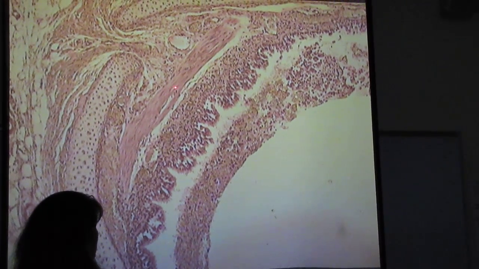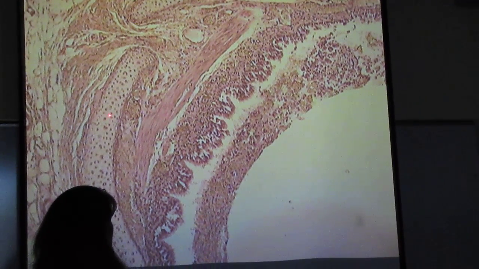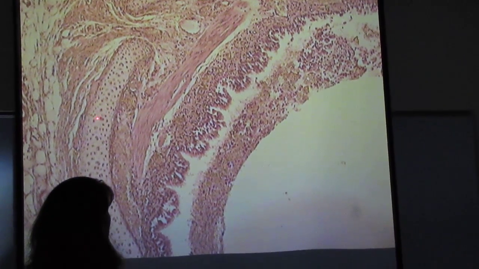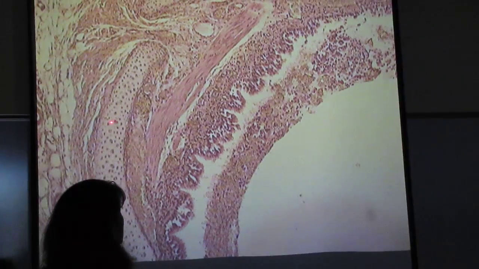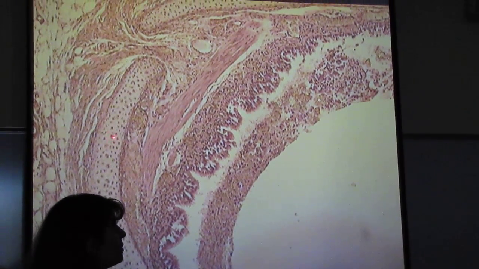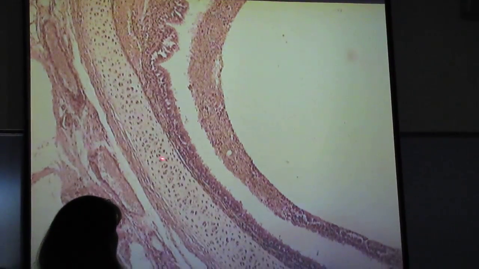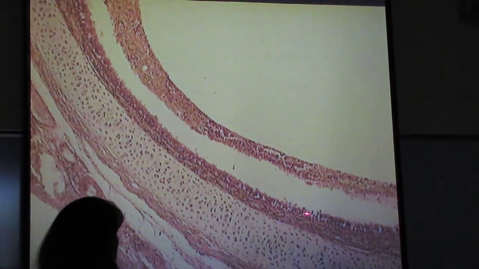Okay, answer? Trachealis muscle. Identify this type of tissue. Hyaline cartilage. Identify the structure. Cartilage ring. Tracheal cartilage ring. When I said identify the tissue, what was the answer? Hyaline cartilage. Okay. Identify this tissue right here.